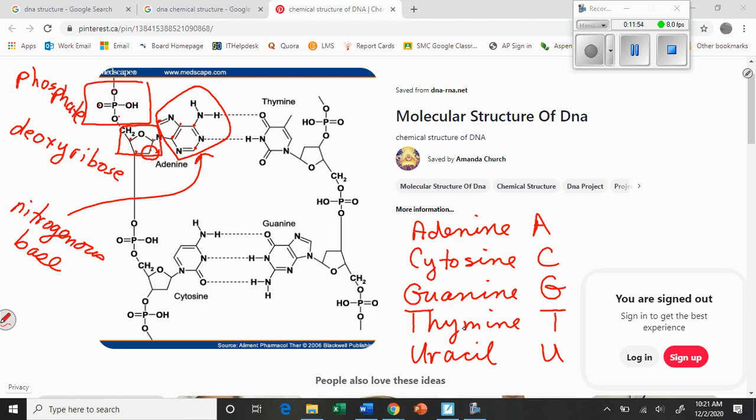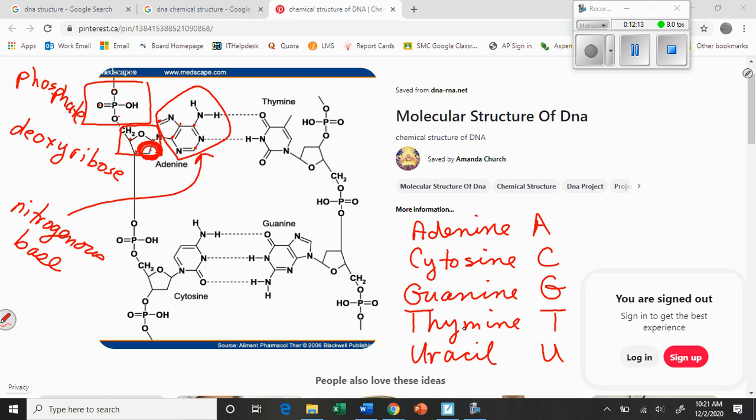There's DNA, deoxyribonucleic acid, that doesn't have an oxygen in this little spot right here. And then there's something called RNA, which is ribonucleic acid, which does have an oxygen in that spot. That's really the only difference. There's one other major difference, actually.